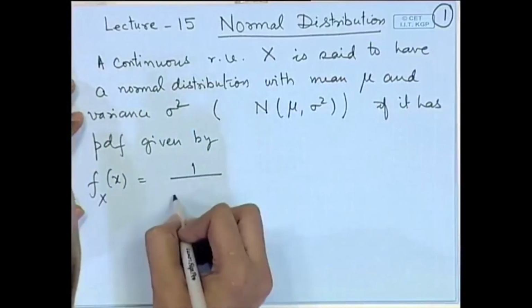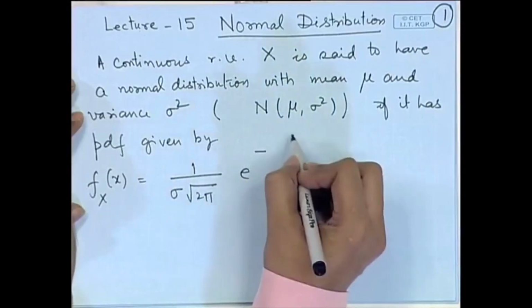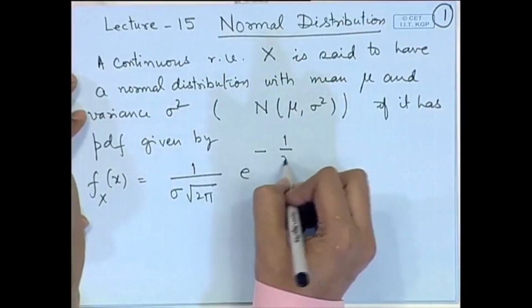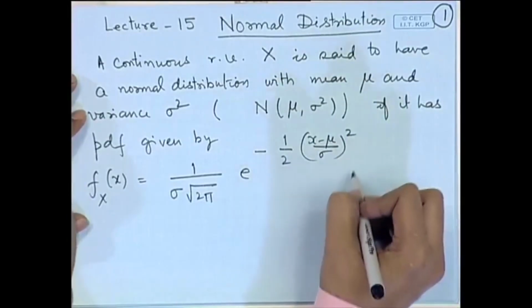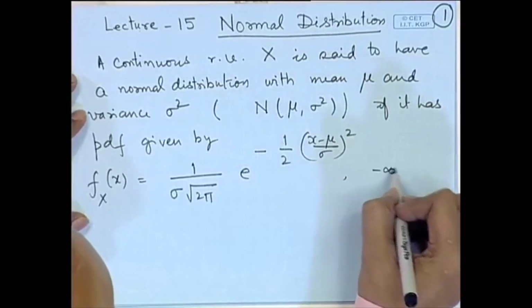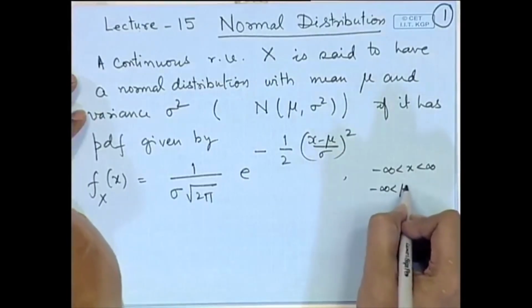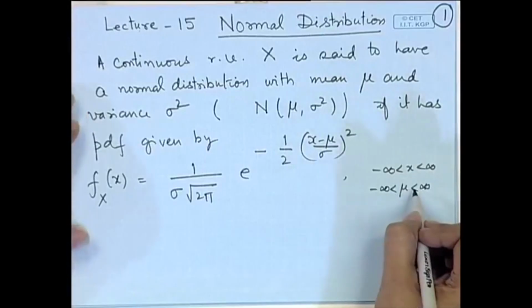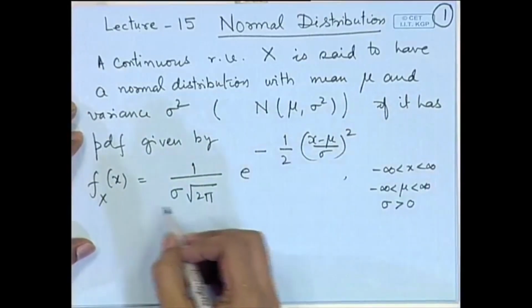1 by sigma root 2 pi e to the power minus 1 by 2 ((x minus mu) by sigma) whole square. The range of the variable is the entire real line. The parameter mu is a real number and sigma is a positive real number.